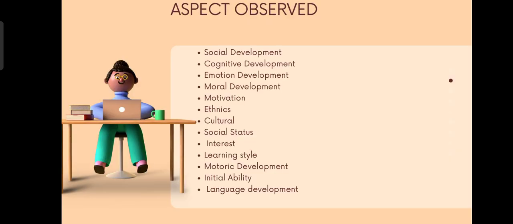So let's continue. Here are the aspects being observed. Last time I only put six aspects on the last guide. Now I would like to add more, so I have 13 in total: social development, cognitive development, emotional development, moral development, motivation, ethnics, cultural, social status, interest, learning style, motoric development, initial ability, and language development.